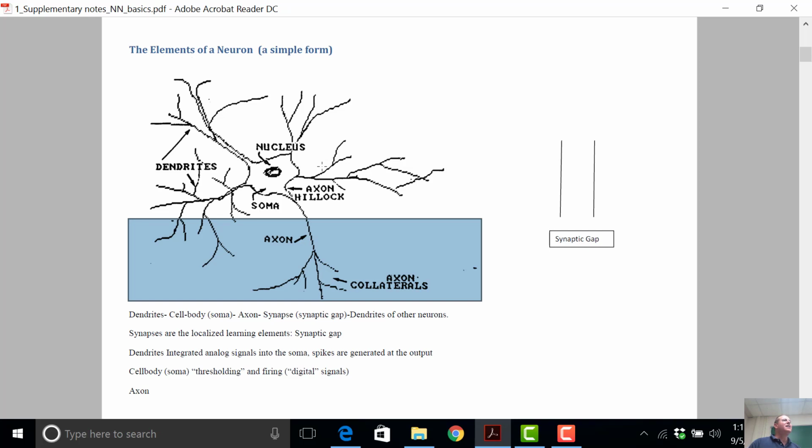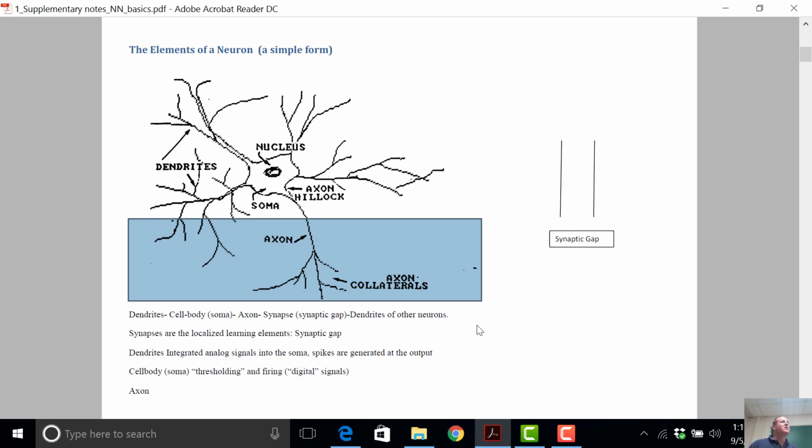And that's really what the core processing is, at least in a skeleton universal form. Okay? So I have written here the dendrite, cell body, which is a soma, axon, synapse with synaptic gap, and dendrites of other neurons. So that's basically how this unit is used to create a network of those things. There's no limit on how the connectivity is taking place.